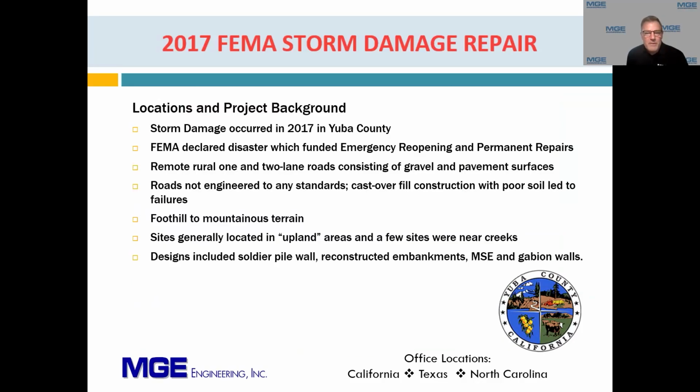Okay, so it was in Yuba County, 2017, and FEMA declared it a disaster. So we had funding available for permanent repairs. The roads were very rural, mostly 1 and 2 lane roads. No multi-lane roads were involved in the projects that we worked on. Most of the roads were also gravel. Some of them had HMA pavement, but most were gravel.